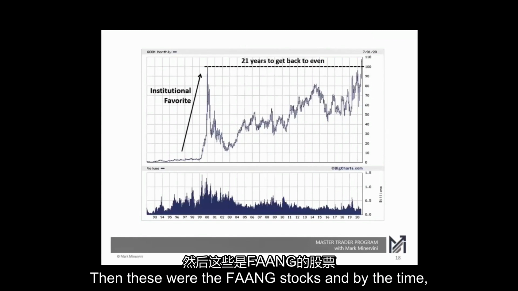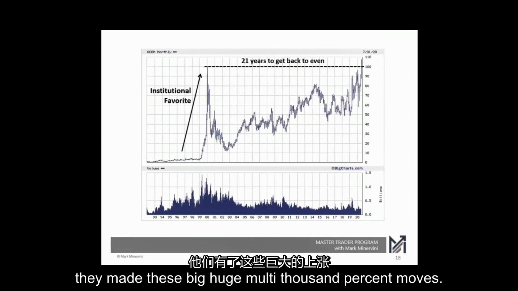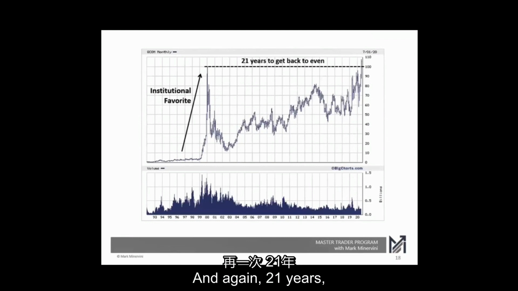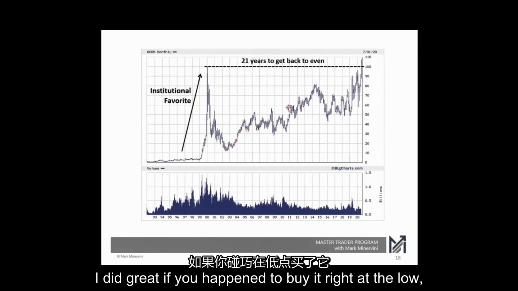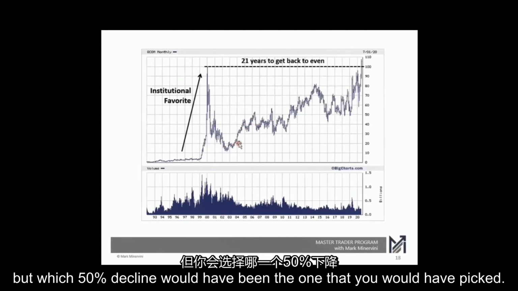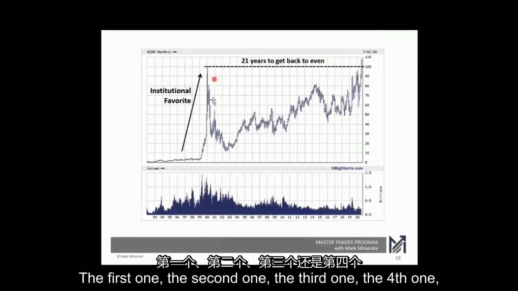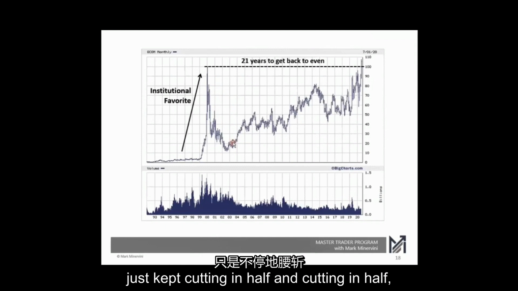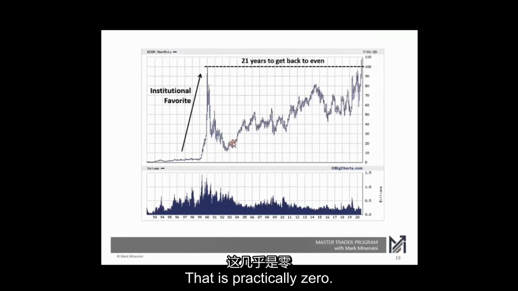These were the FANG stocks, and by the time they made these big, huge, multi-1,000% moves, all the institutions owned them, and again, 21 years to get back to break even. So, yeah, you can look and say, well, if I bought it when it was down here, I did great. Yeah, if you happen to buy it right at the low, but which 50% decline would have been the one that you would have picked? The first one, the second one, the third one, the fourth one, just kept cutting in half and cutting in half. The chances that you would time it that well is practically zero.